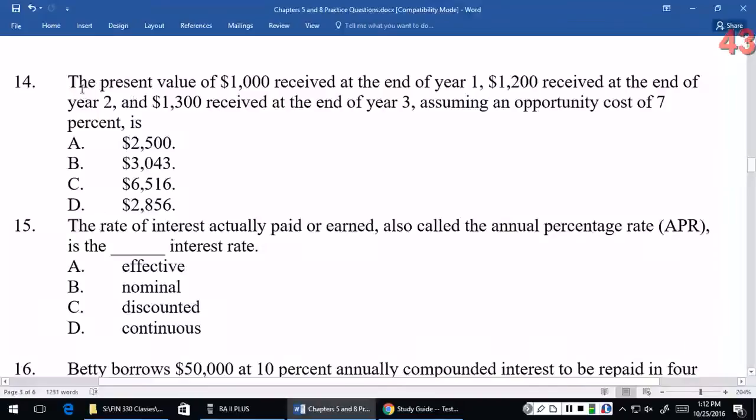Okay, this is the present value of a mixed stream of cash flow. So the present value of $1,000 received at the end of year 1, $1,200 at the end of year 2, and $1,300 at the end of year 3, assuming an opportunity cost of 7% is. Okay, so this is a present value problem.